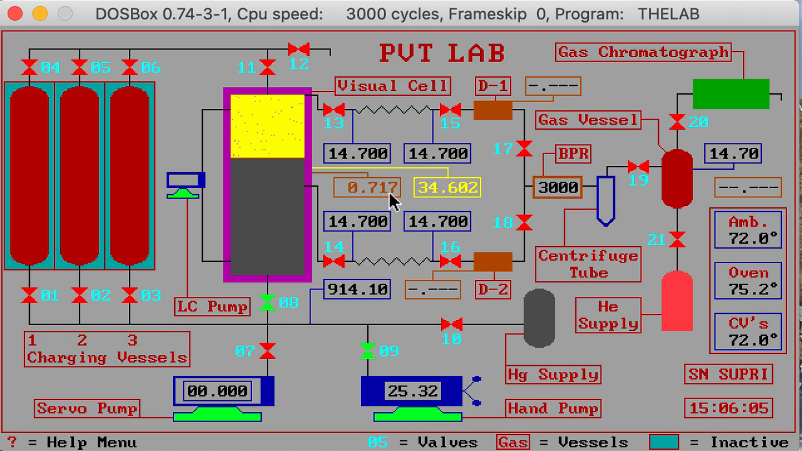Since I already collected 3 points in the two-phase region, the whole idea here is to just find the dew point. So I'm going to keep removing. I have 0.7 cc's of liquid, so I'm going to remove minus 0.7. So I have 0.3 now. I'm going to remove minus 0.35. So still I need to remove, I remove minus 0.15.